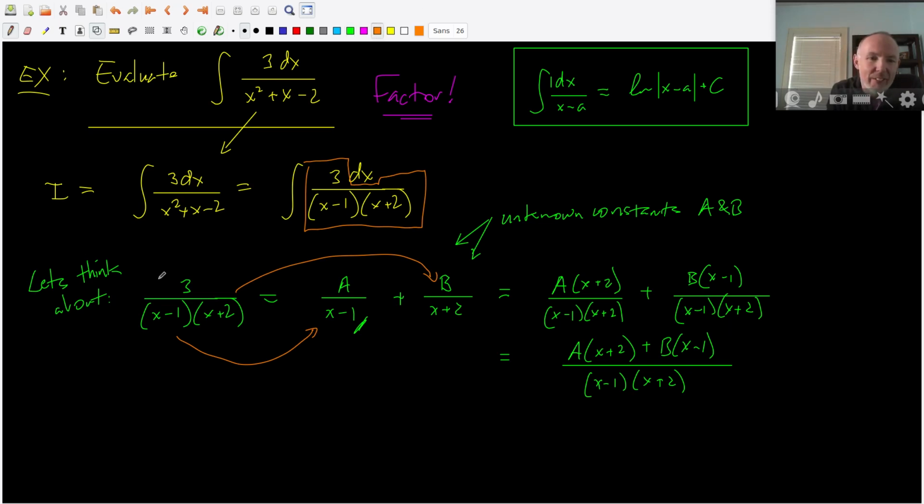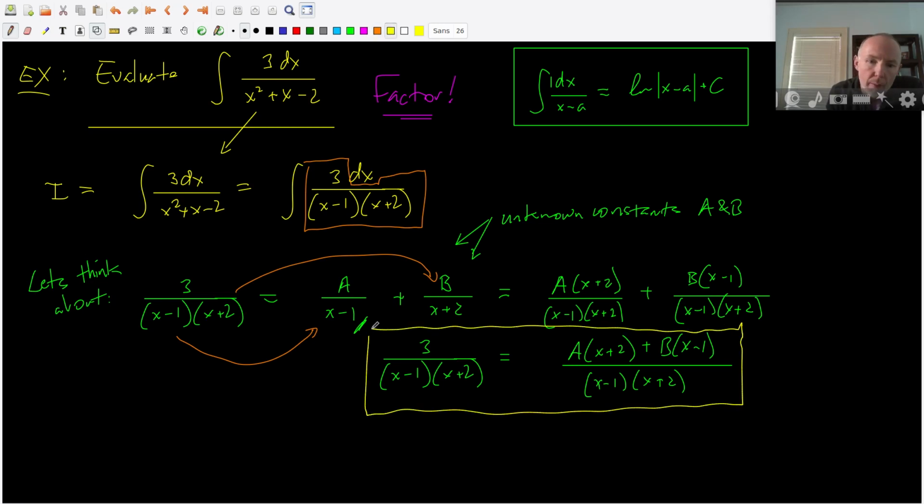It feels like we've gone in a complete circle, but let's take that and write it back down here. There we go. This is what we've ended up with. We've got on the left 3 over that denominator is equal to some value, and on the right A times x plus 2 plus B times x minus 1 is equal to that value.